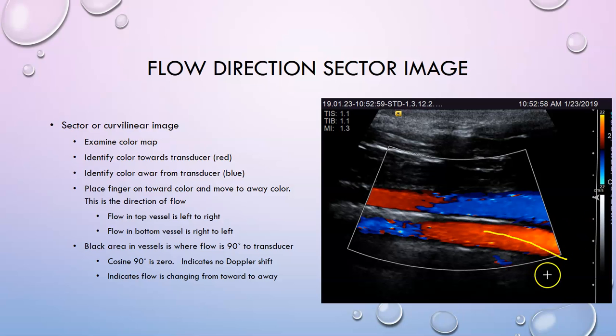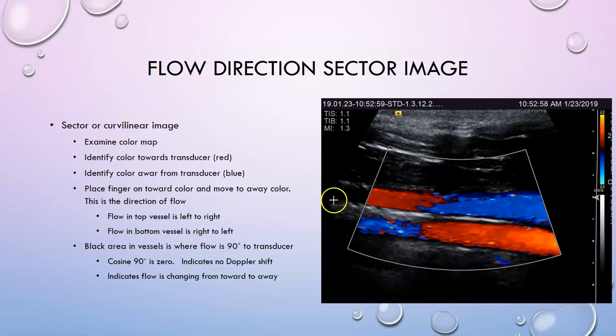So the bottom vessel must be going from right to left. That's towards the transducer, just slightly towards. It's not coming directly in this direction. It's just kind of gently going towards the transducer along this path. When we get over here, you can see the velocity is more or less going away from the transducer.